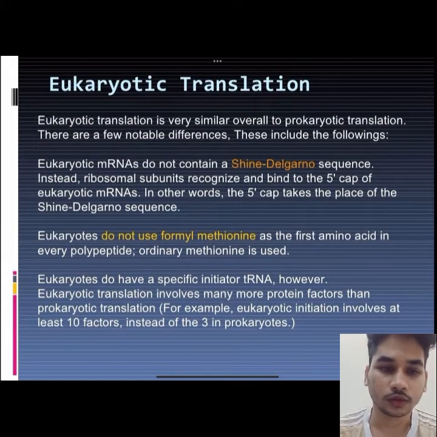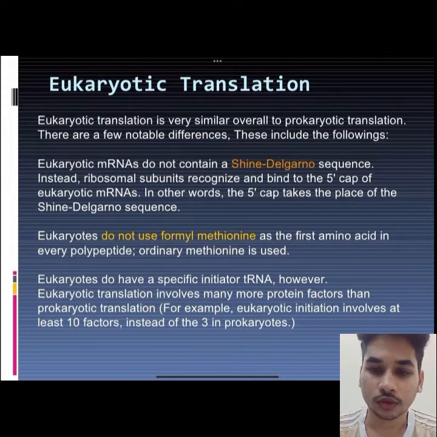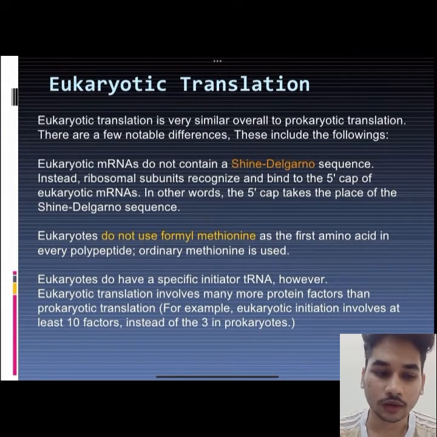Eukaryotic translation. Eukaryotic translation is very similar overall to prokaryotic translation. There are a few noticeable differences. These differences include the following. Eukaryotic mRNAs do not contain a Shine-Dalgarno sequence, and eukaryotes do not use formyl methionine as the first amino acid in every polypeptide. Ordinary methionine is used.